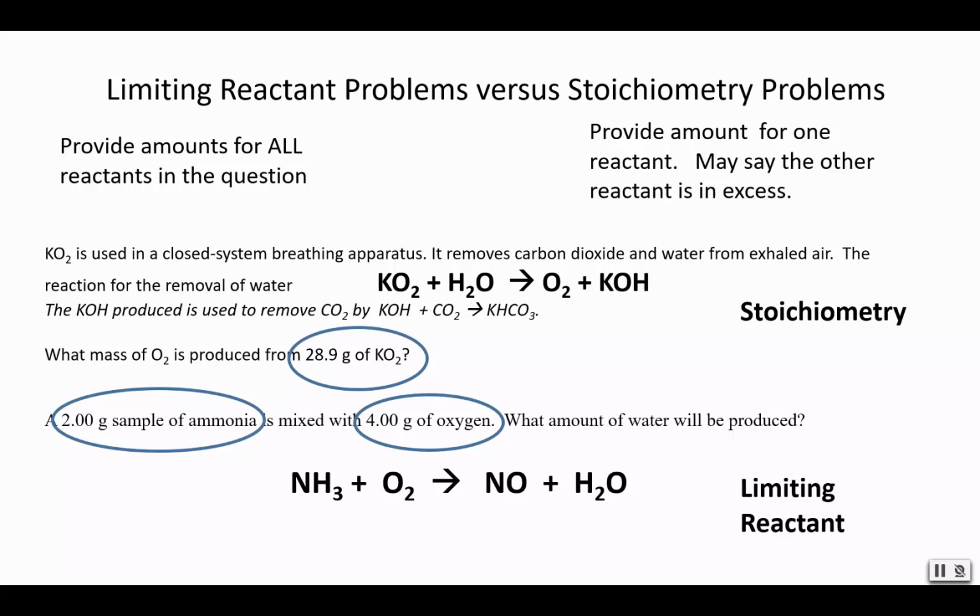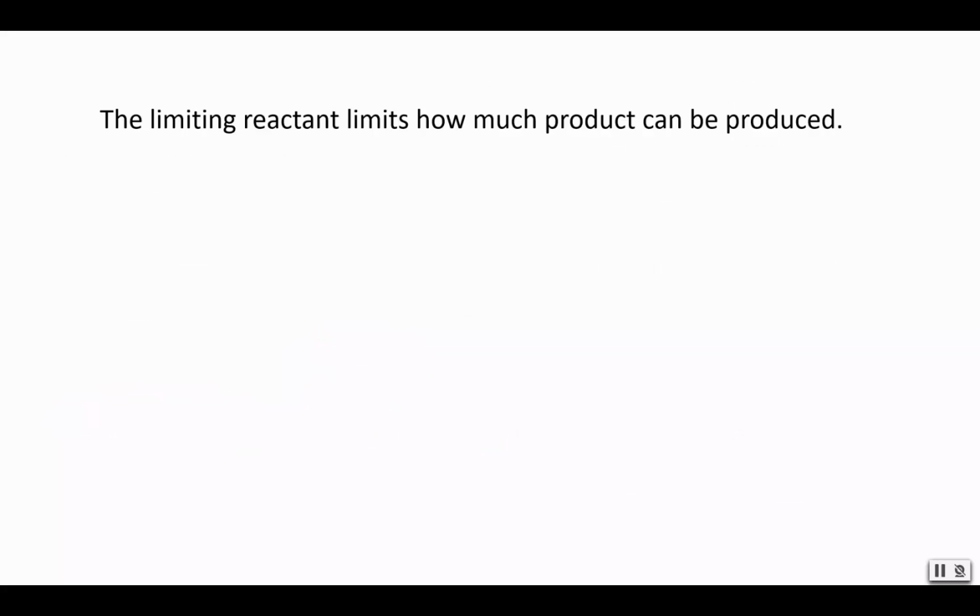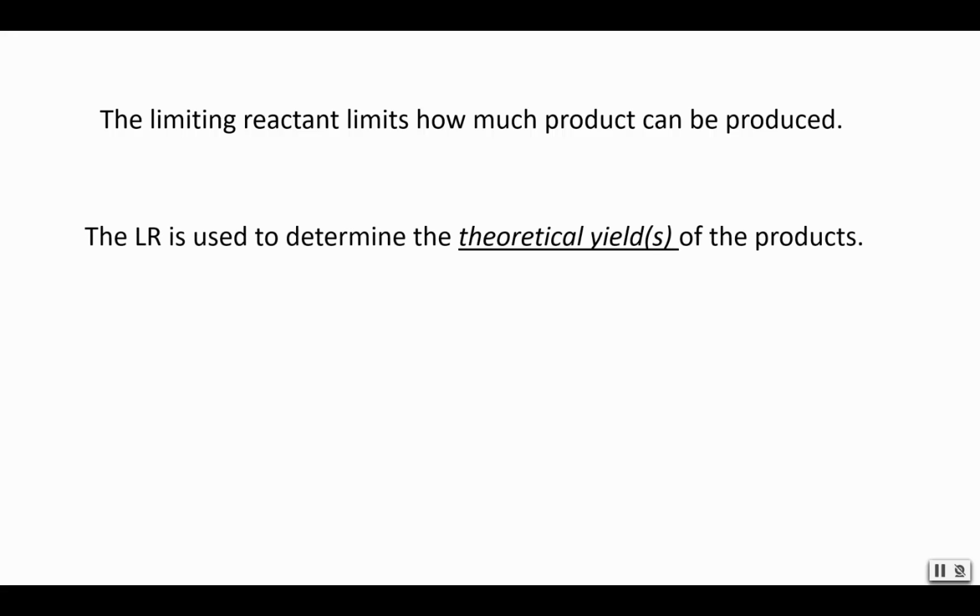The difference between a stoichiometry and a limiting reactant problem is to recognize when it is a limiting reactant, because the limiting reactant is used to determine how much product is produced. You have to determine which reactant limits how much of the product can be produced. And when you do that, you are calculating the theoretical yield of that product or products. Once that reactant limits how much product can form, it limits all of the products. People think sometimes it's just one of the products, but if you have multiple products, it limits all of the products and how much can be made.